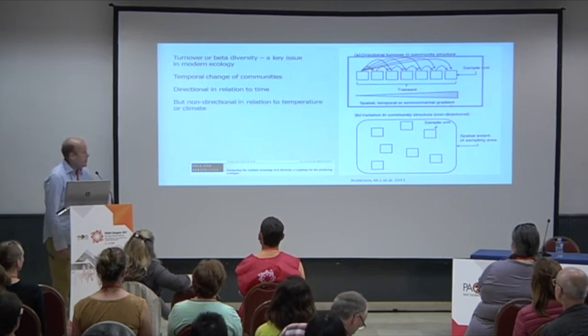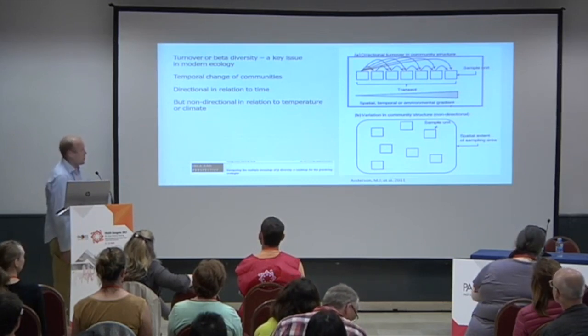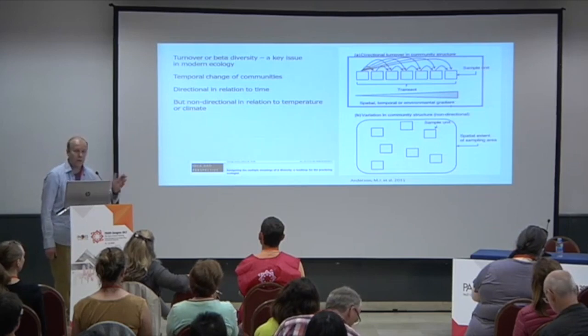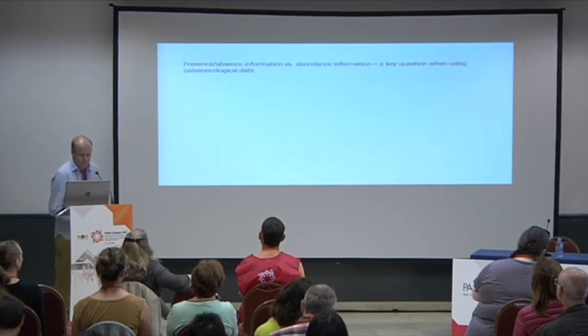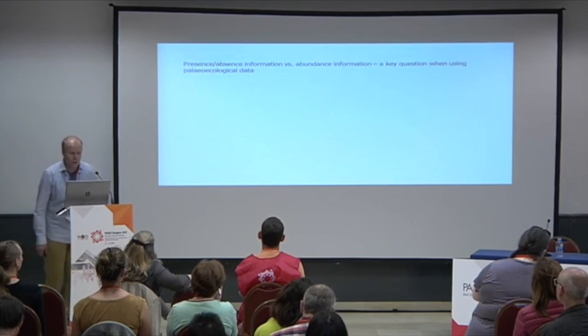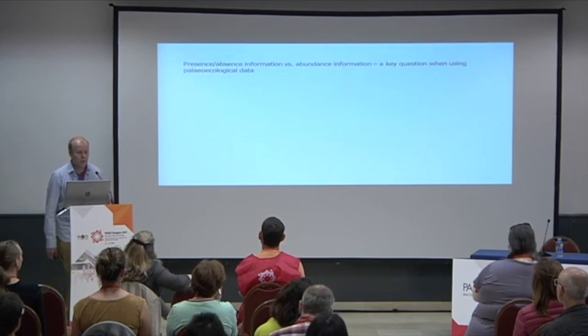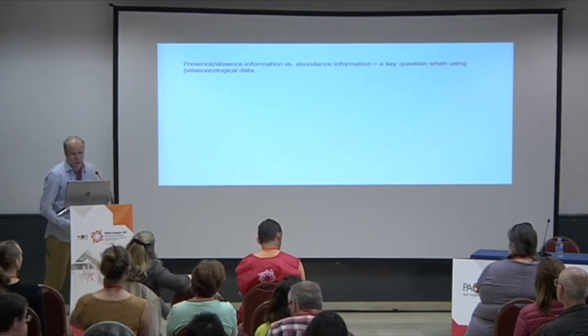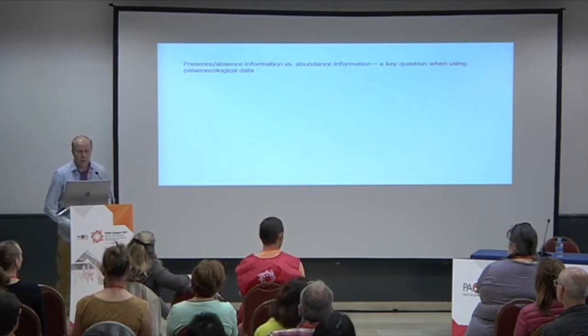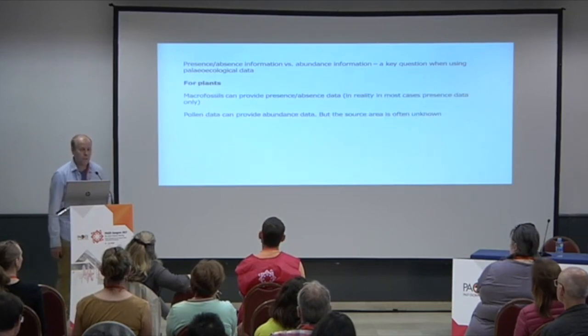However, we have to keep in mind that although it's directional to time, it's not directional to temperature, because as you know, in late glacial, sometimes the climate was getting warmer, but it was also getting colder. And that has some implications. Another big issue is whether we are dealing with presence-absence data or quantitative data, which is abundance data. And there are lots of articles discussing which is the better way to measure the compositional change in past samples when we're dealing with fossil data.